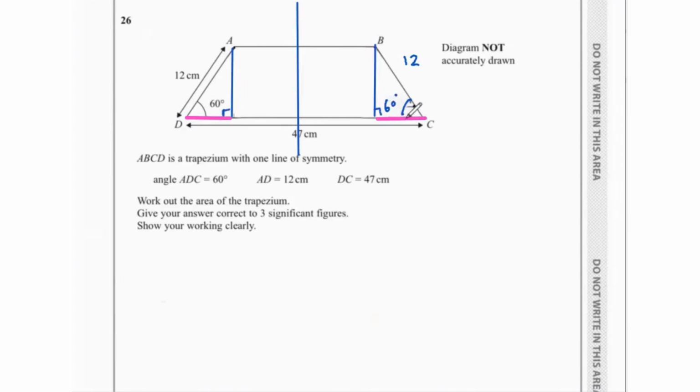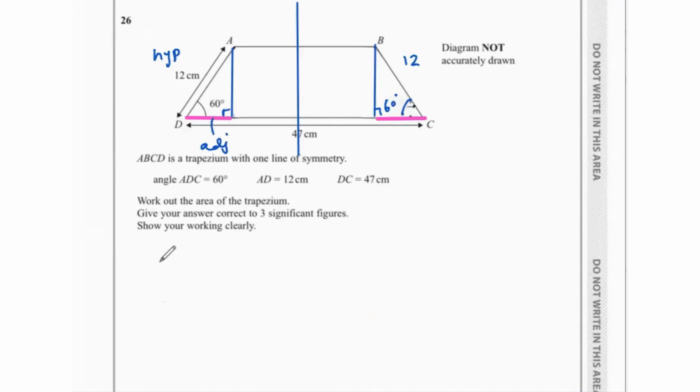So let's start with solving the right angle triangle first over here. These two are right angles. So we have AD, which is the hypotenuse. We have the angle. We need to find the adjacent. Adjacent is the length on which the angle lies. So we can use SOHCAHTOA over here. We cannot use Pythagoras because we don't have two lengths of the triangle. We only have one length.